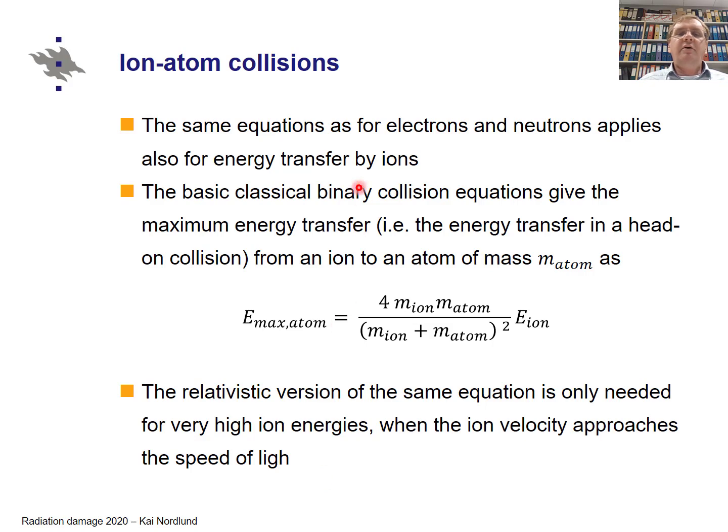So, the ion-atom collisions can once again be calculated with these same classical binary collisions. One gets this equation, which by now should be already familiar to you. So you have 4 times the ion mass times the atom mass divided by the ion mass plus the atom mass squared. This multiplied by the ion energy gives the maximum energy an atom can receive. And this is again the head-on collision energy, so this is true only if the collision is right head-on. If it's at smaller angles, there is a scattering which transfers less energy.